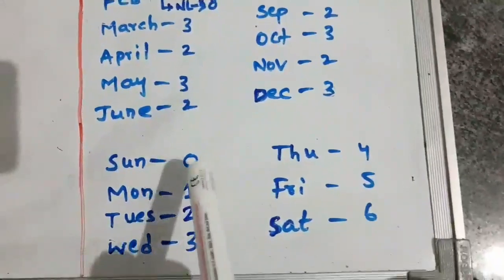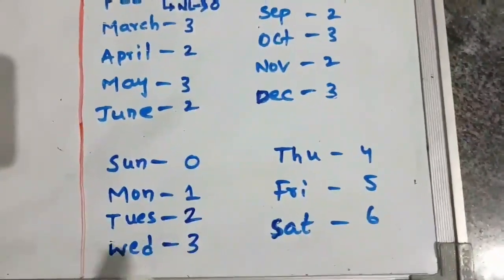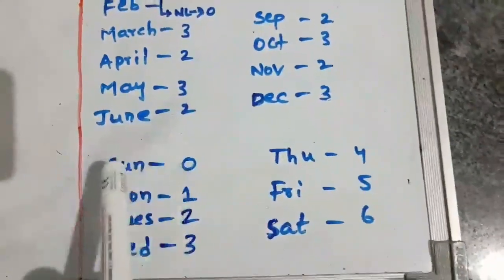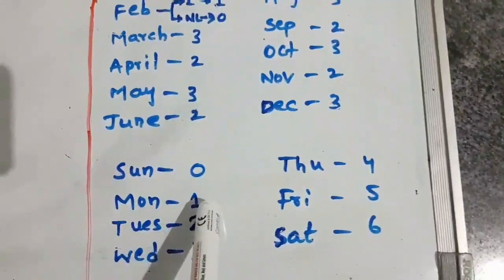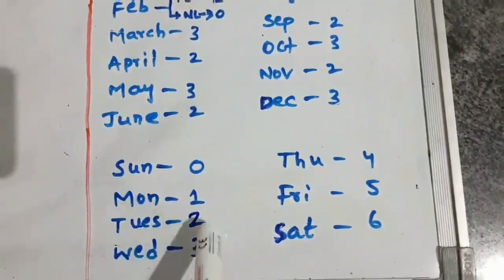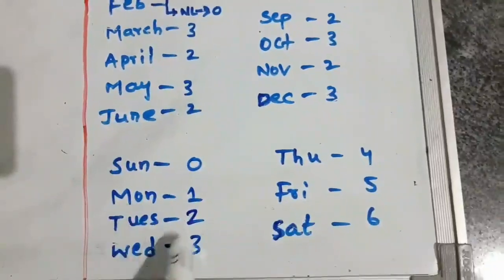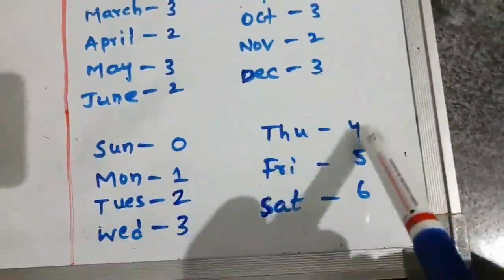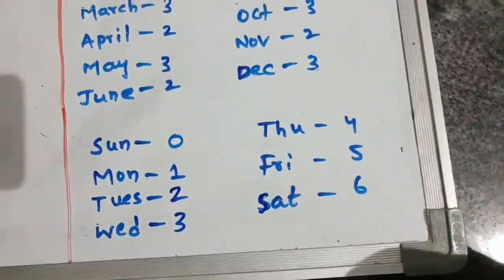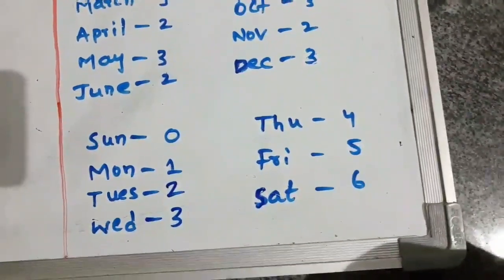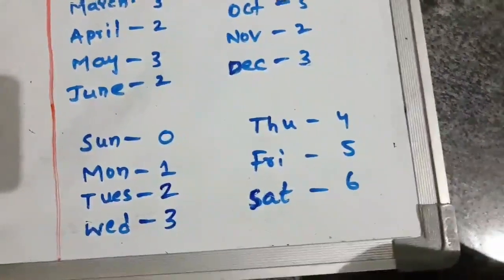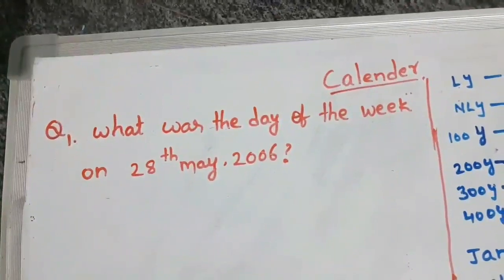These all are the week codes. If you get 0 odd days, then your answer is Sunday. If it is 1 odd day, then Monday. 2, Tuesday. 3, Wednesday. 4, Thursday. 5, Friday. 6, Saturday. Now we are ready to solve problems.